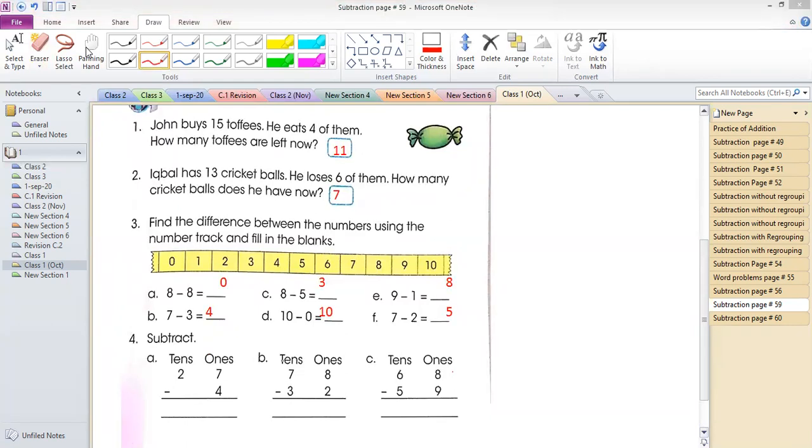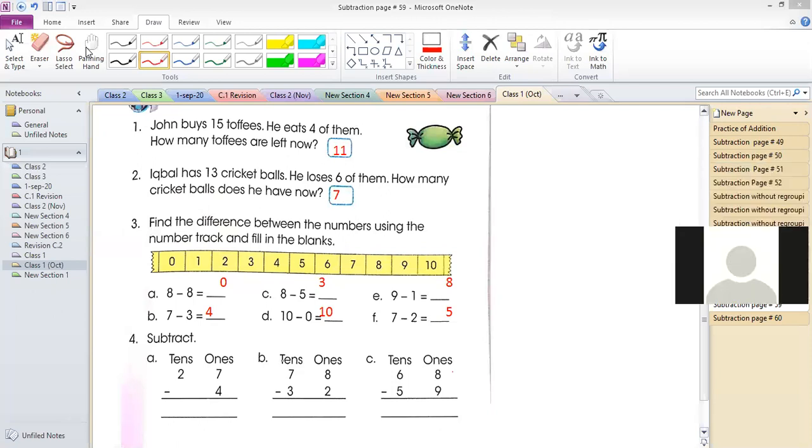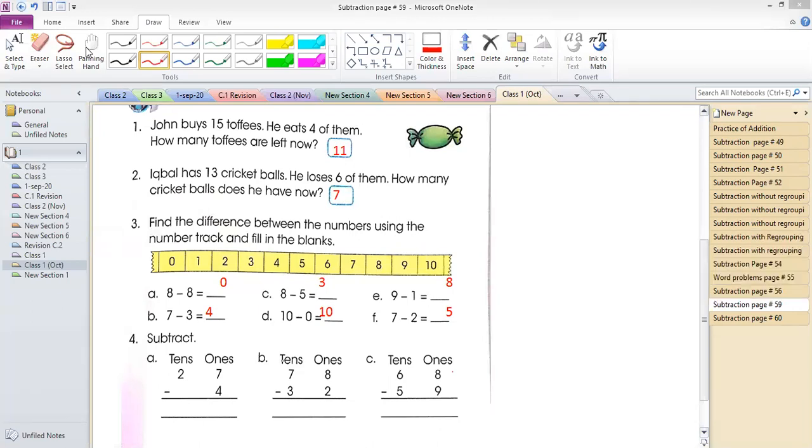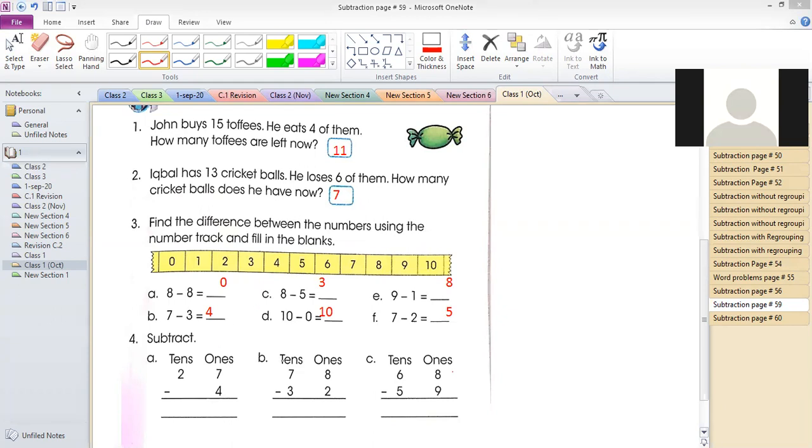Question number 4, Part A: subtract 4 from 27. 27 minus 4. Raise your hand so that I can ask you. Okay, Abdurrahman. Yes, you have to subtract the ones first, 7 and 4. 7 minus 4 is equals to what?